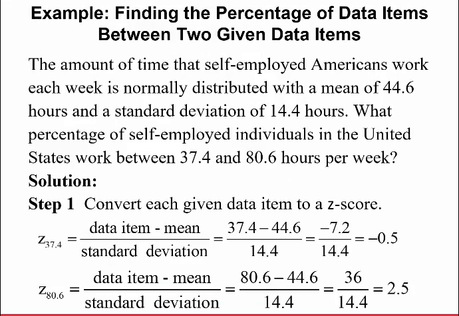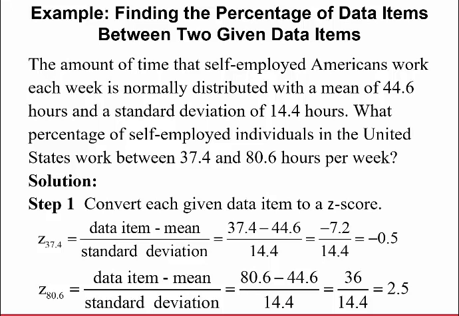The amount of time that self-employed Americans work each week is normally distributed. It follows the bell curve with a mean of 44.6 hours and a standard deviation of 4.4 hours. So mean and standard deviation, and normally distributed, are important to be given. What percentage of self-employed individuals in the United States work between 37.4 and, wow, this is crazy, 80.6 hours per week? Remember, I want to find the percentage between two values.